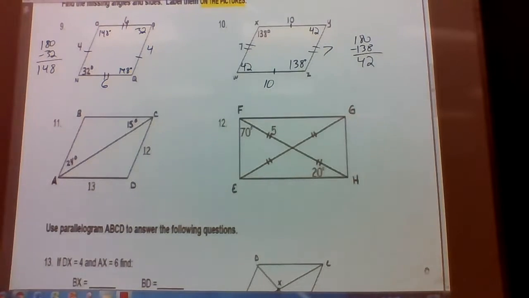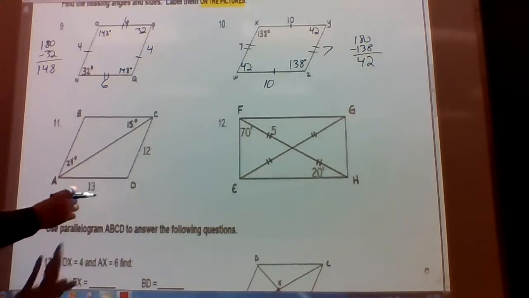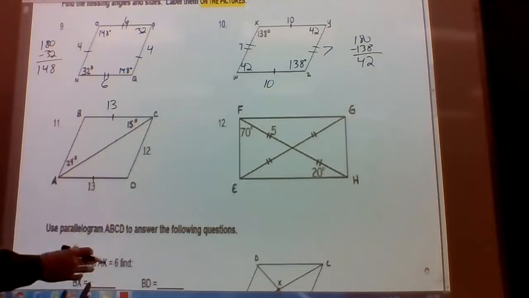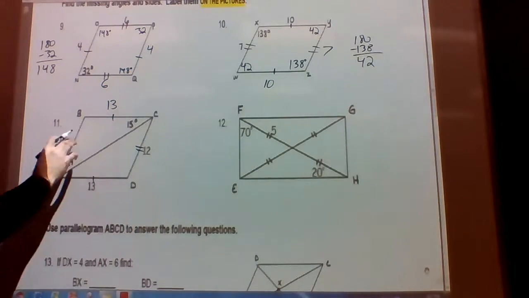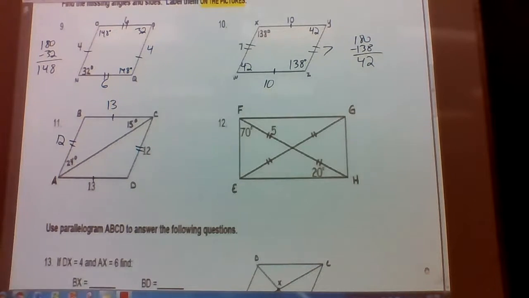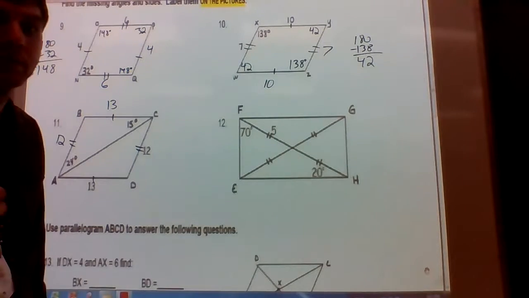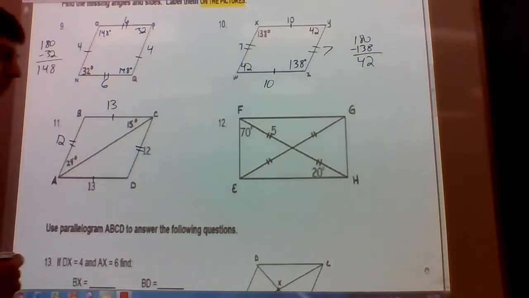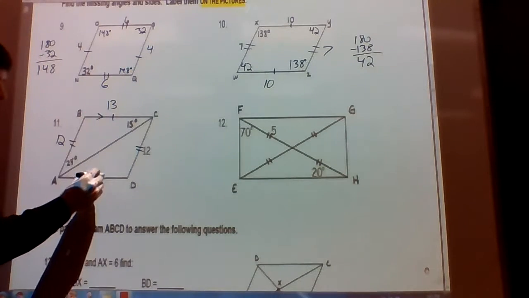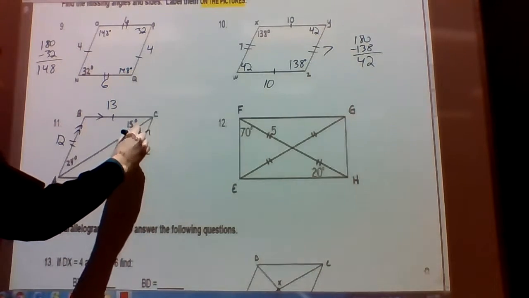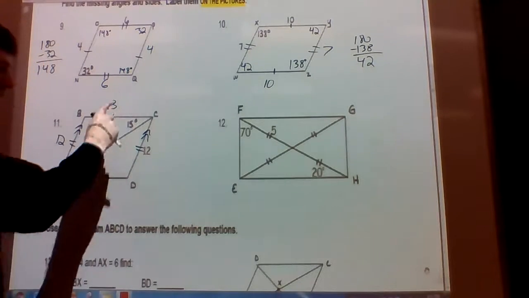Number 11. Let's start with sides. If AD is 13, then BC is also 13. If CD is 12, AB is also 12. Since they're parallelograms, and parallelograms are defined as having two pairs of opposite sides that are parallel, we know that BC is parallel to AD, and BA is parallel to CD.